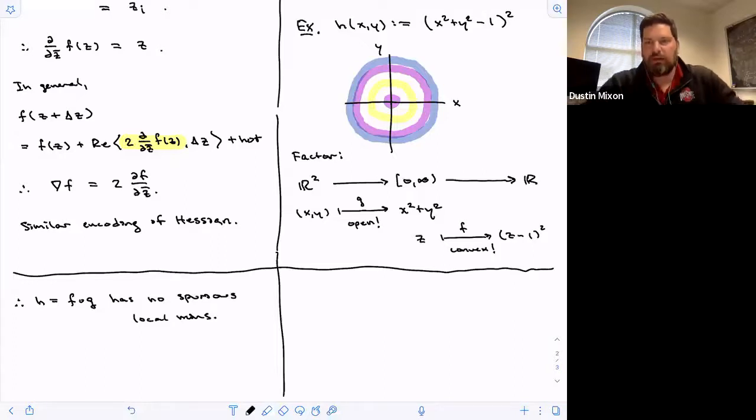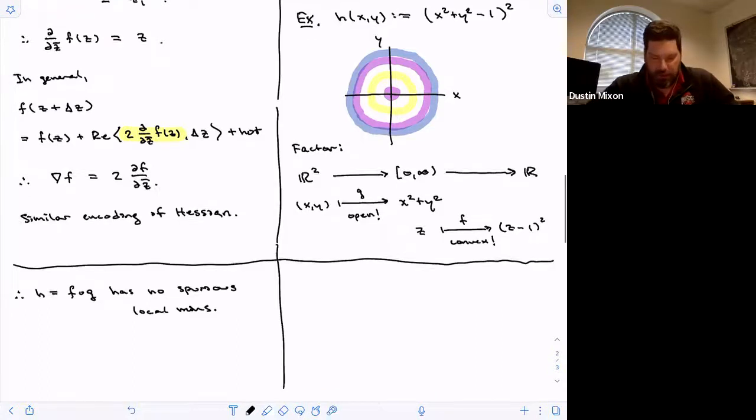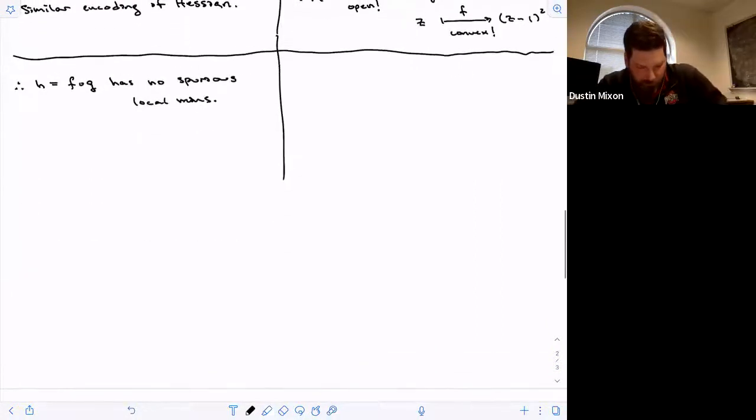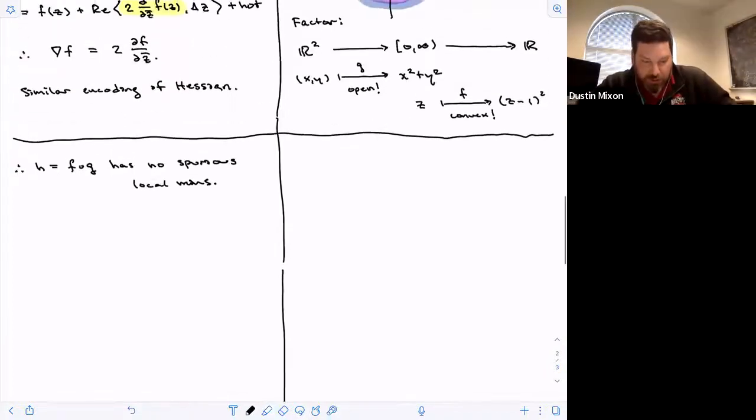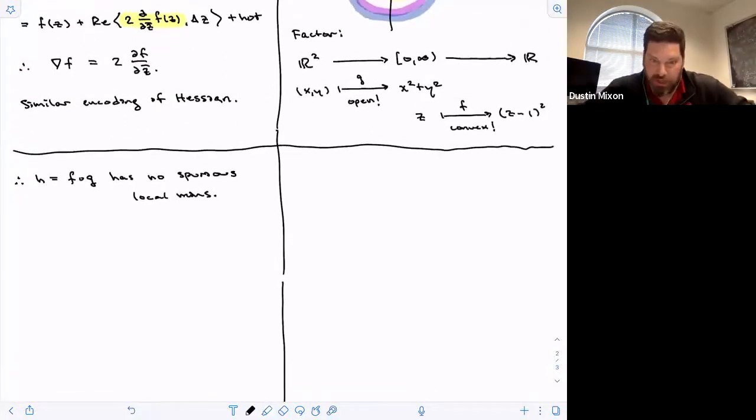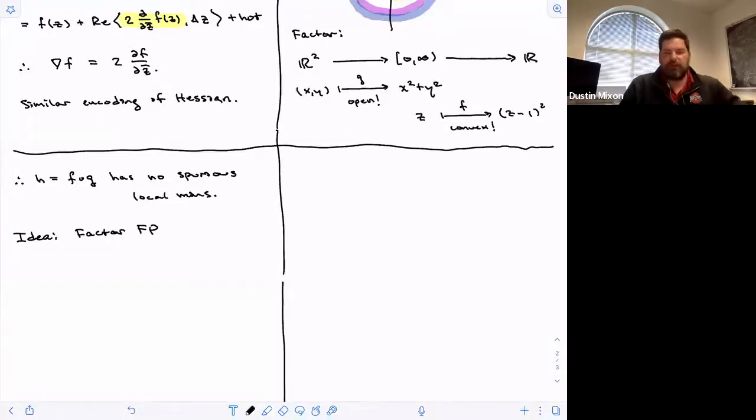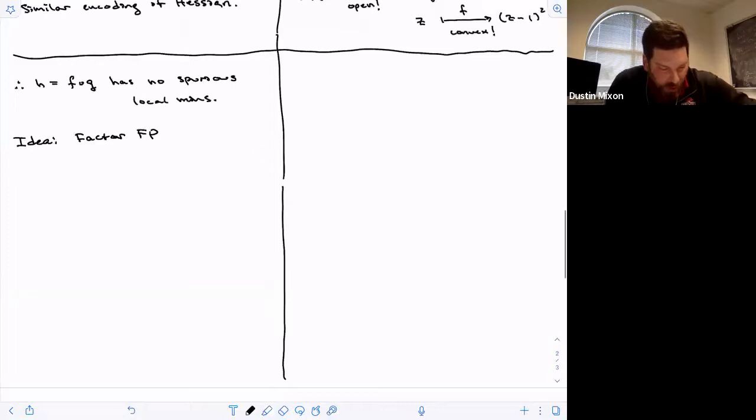Okay. So what we're going to do is throw this idea at the frame potential. In particular, we're given a function and we want to show that it has no spurious local minimizers. So it suffices to factor the frame potential. It's going to be a composition of a convex function and an open map. And I'll tell you what the open map is.